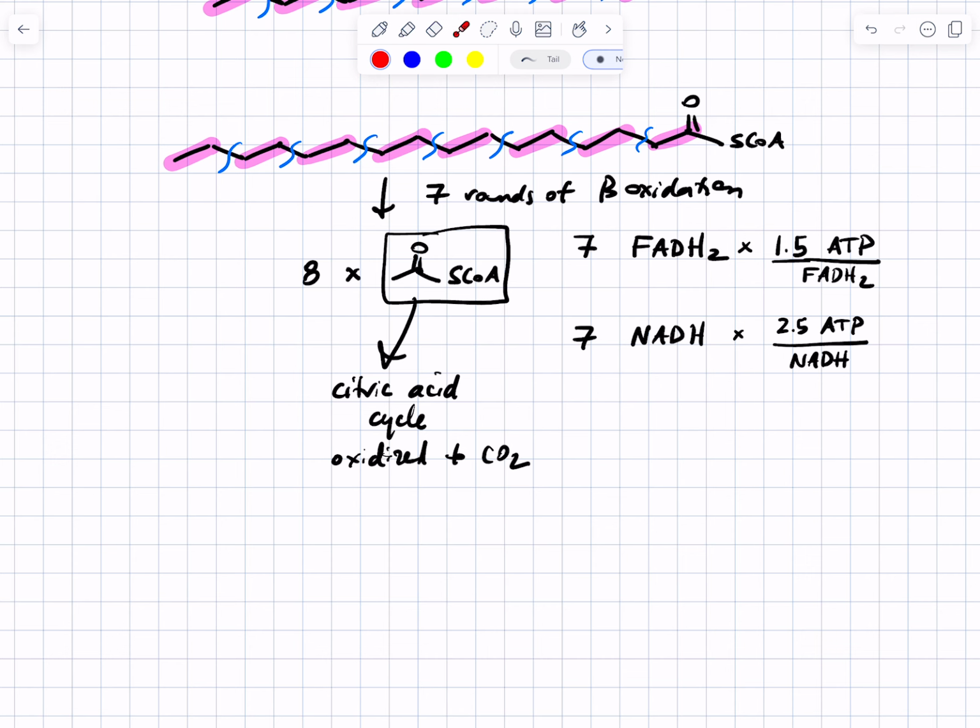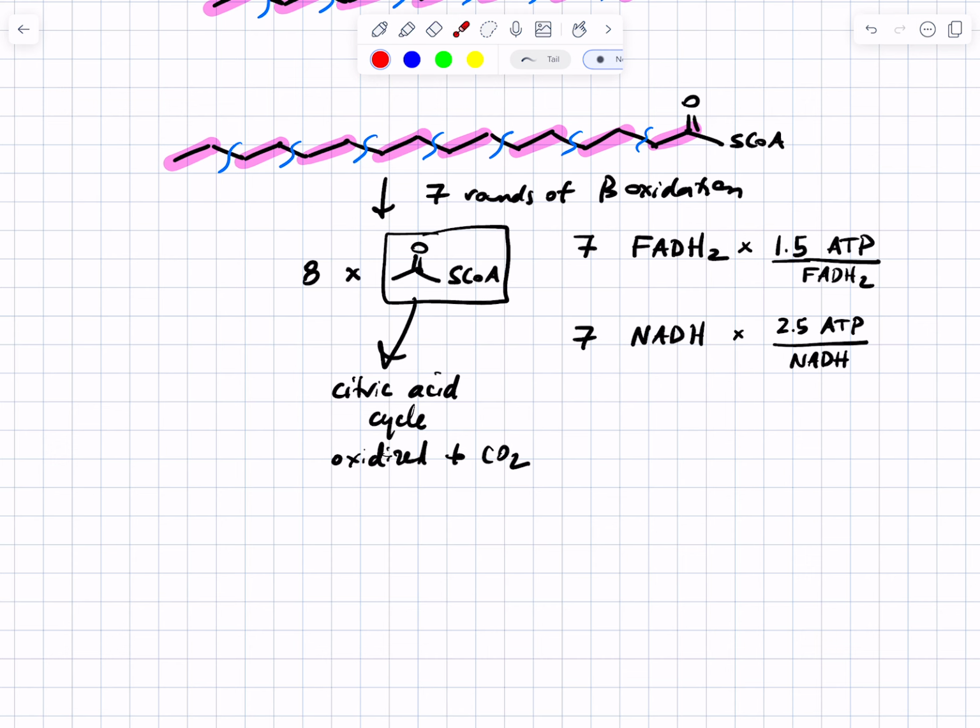Yes? Why does the NADH produce more? It turns out NADH enters the electron transport chain at the beginning. FADH2, its reduction potential is a little bit lower than NADH, and it enters at a lower point, and so it doesn't drive as much transport of protons across the mitochondrial membrane.